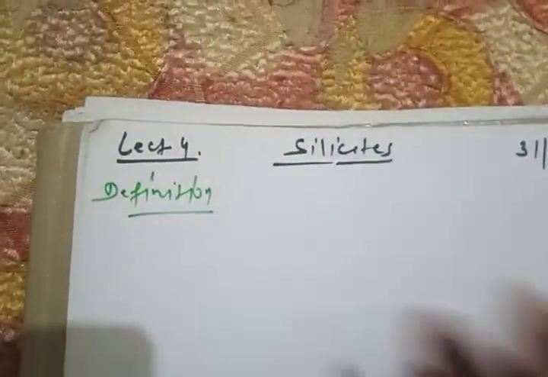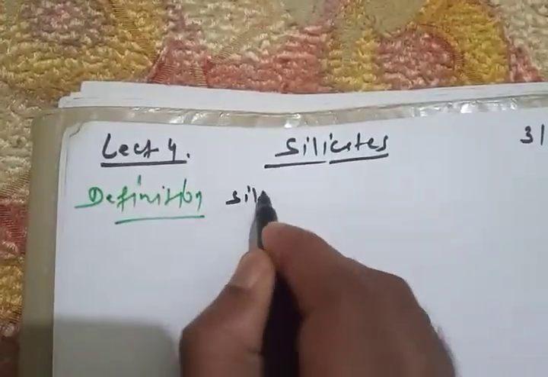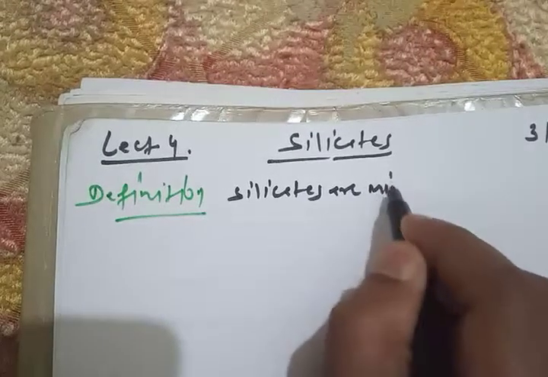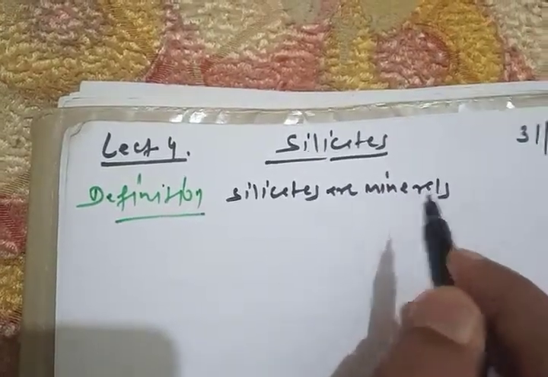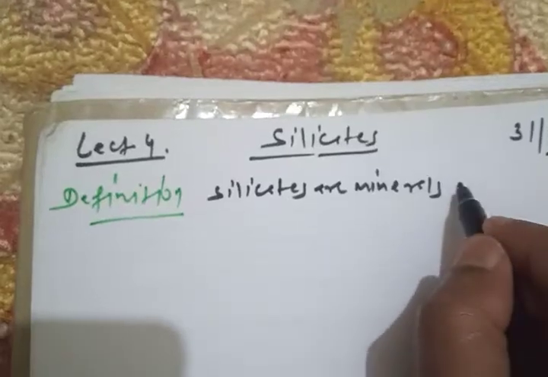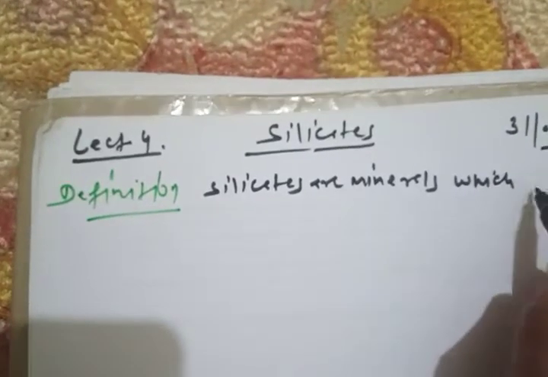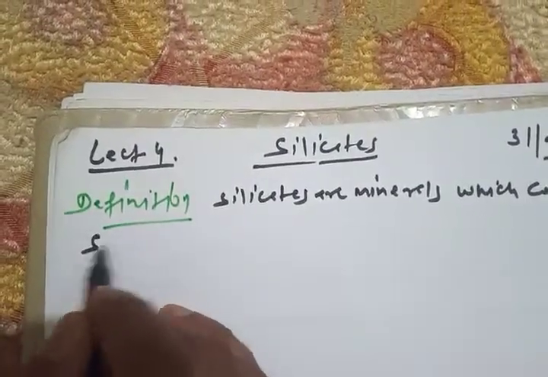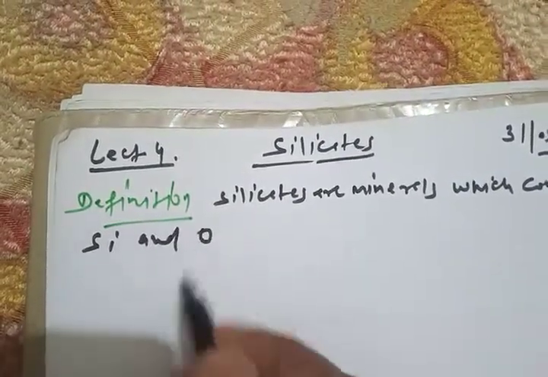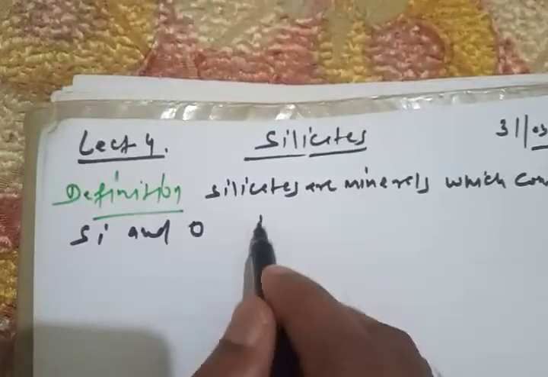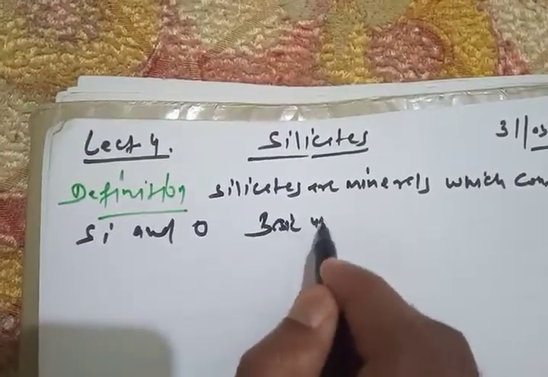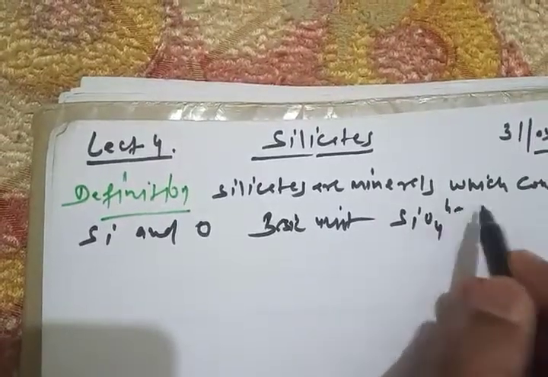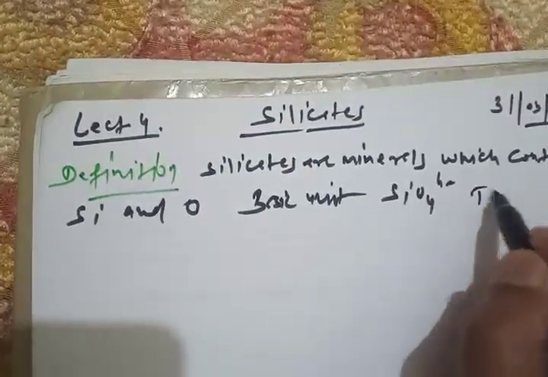Silicates are minerals actually. Silicates are minerals which contain silicon and oxygen atoms. So the basic unit is SiO4 4 negative. This is the tetrahedral.